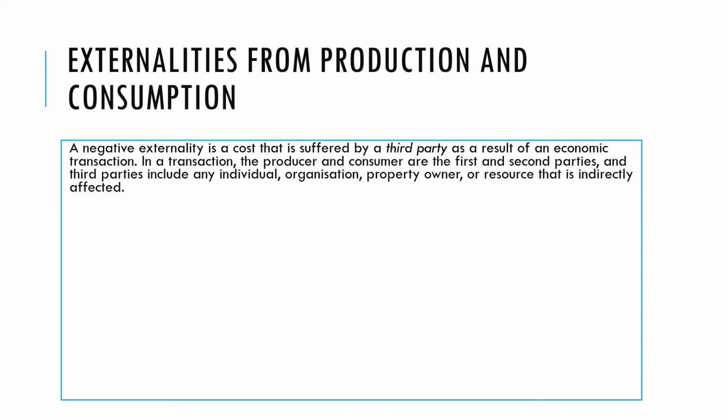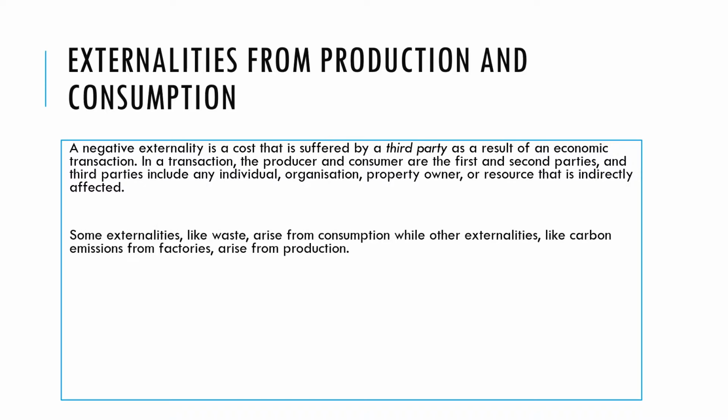So a negative externality is a cost that is suffered by a third party as a result of an economic transaction. The producer and the consumers are the first and second parties. The third parties are any individual, organisation, property owner or resource that is indirectly affected. Now some externalities, like waste, arise when we consume a good or service, while other negative externalities, like carbon emissions from factories, arise when we produce that good or service.